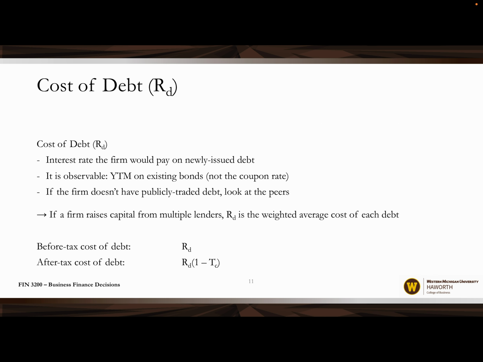Cost of debt, you don't need to know. I just want to show you that in this course I'm giving you the RD usually, but usually firms don't rely on a single source of debt, right? They want to diversify that risk too. So a firm raises capital from multiple lenders usually, and RD is the weighted average cost of each debt. And we'll talk about this after-tax cost of debt too.